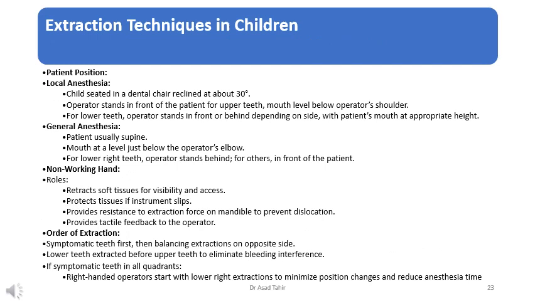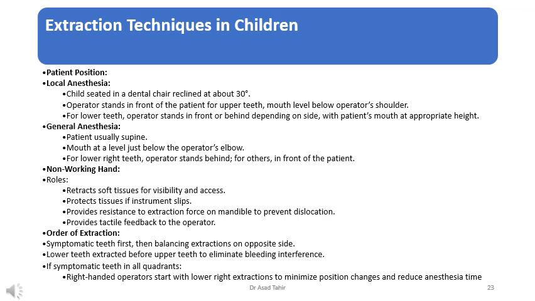Extraction techniques in children. Patient position. Local anesthesia. Child seated in a dental chair, reclined at about 30 degrees. Operator stands in front of the patient for upper teeth, mouth level below operator's shoulder. For lower teeth, operator stands in front or behind depending on side, with patient's mouth at appropriate height.